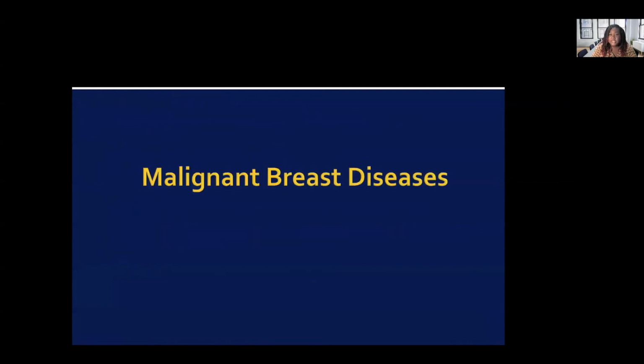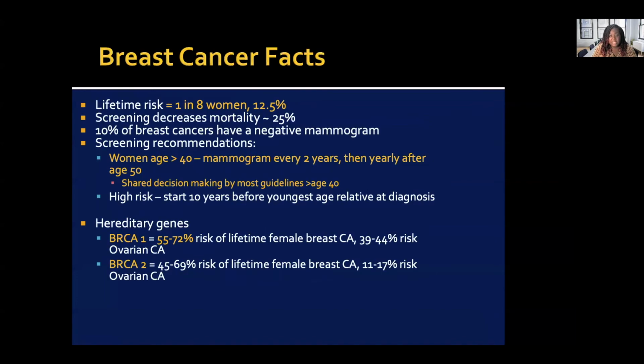Now let's talk about malignant disease. Breast cancer. Now, breast cancer affects 1 in 8 women in their lifetime. So that's 12.5% lifetime risk of developing breast cancer. The screening that's been done decreases mortality by at least 25% in most studies, and a lot of times a lot more than this. 10% of breast cancer patients have a negative mammogram. There are certain cancers that can't be seen on mammogram because they lack calcifications. Screening recommendations are women over age 40 should have a mammogram at least every 2 years, then yearly after age 50.